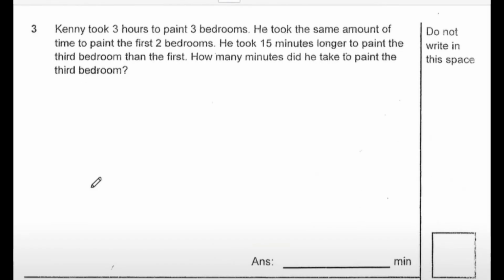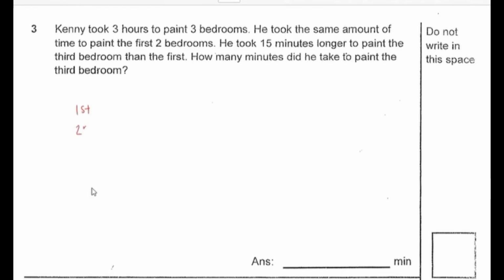Kenny took 3 hours to paint 3 bedrooms. He took the same amount of time to paint the first 2 bedrooms. He took 15 minutes longer to paint the third bedroom than the first. How many minutes did he take to paint the third bedroom? Okay, so same amount of time for the first 2, but 15 more minutes for the third one.